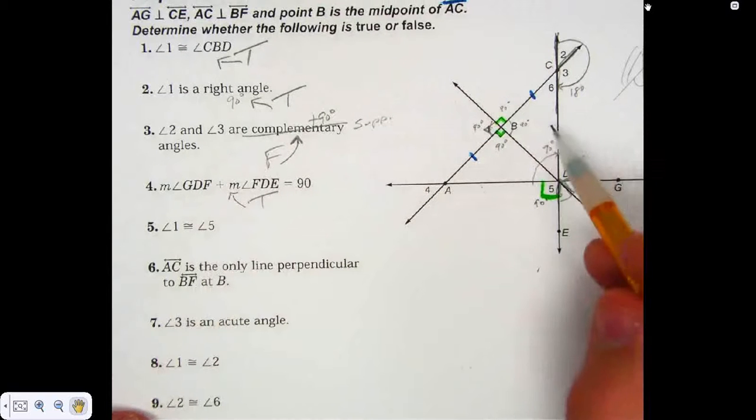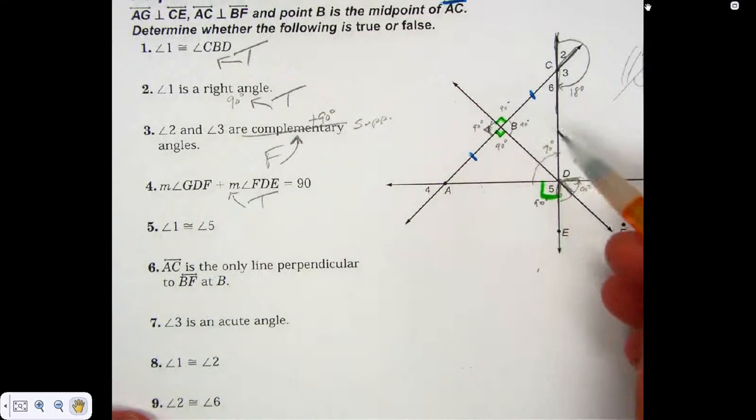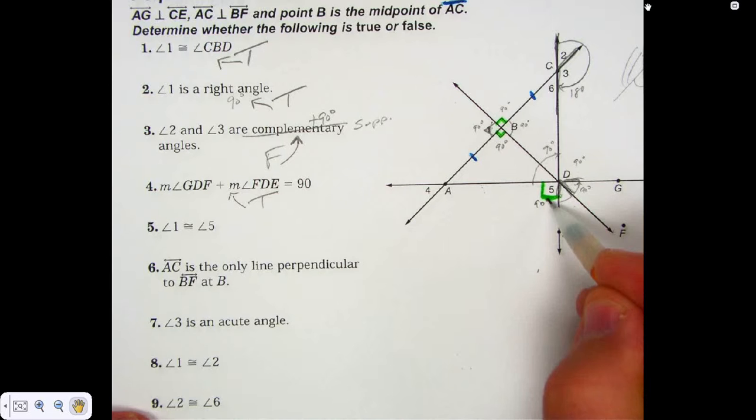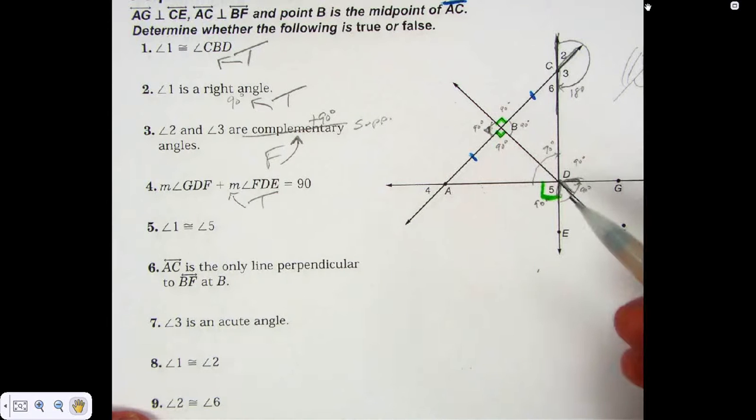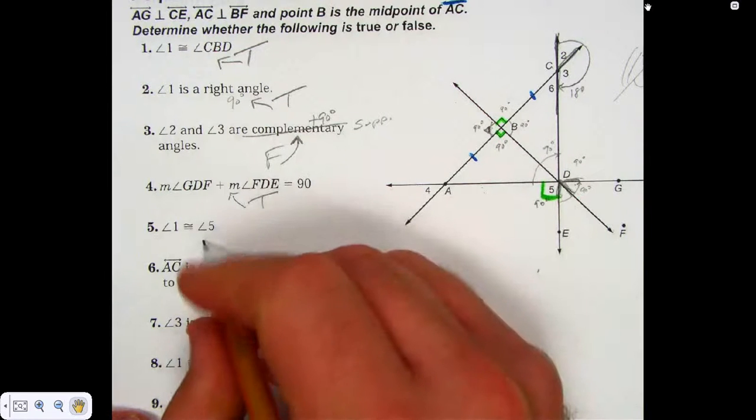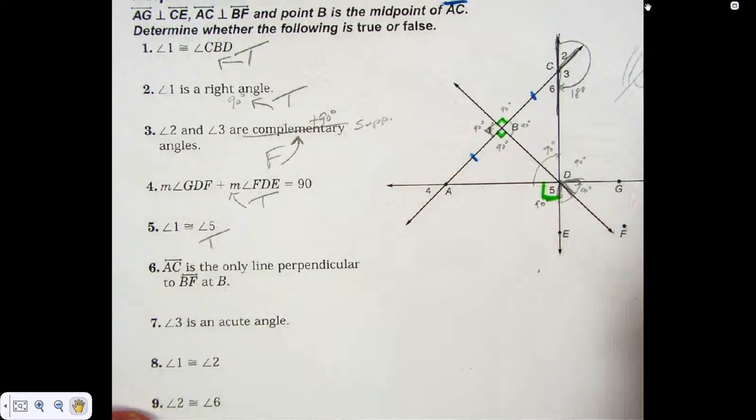Angle 1 should be congruent to angle 5. Well, here's angle 1. Where's angle 5? We know angle 5 is 90. We know angle 1's 90. Does that mean they're congruent? Yes, they're the same measure.